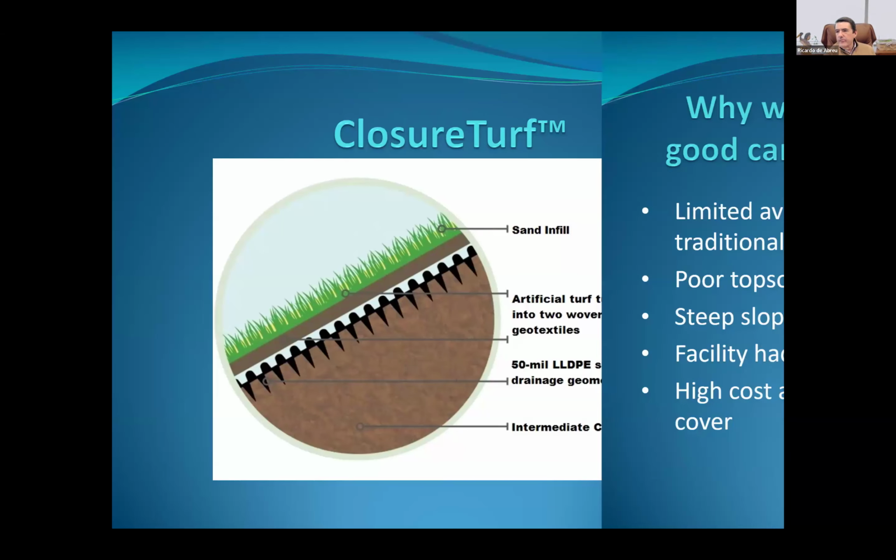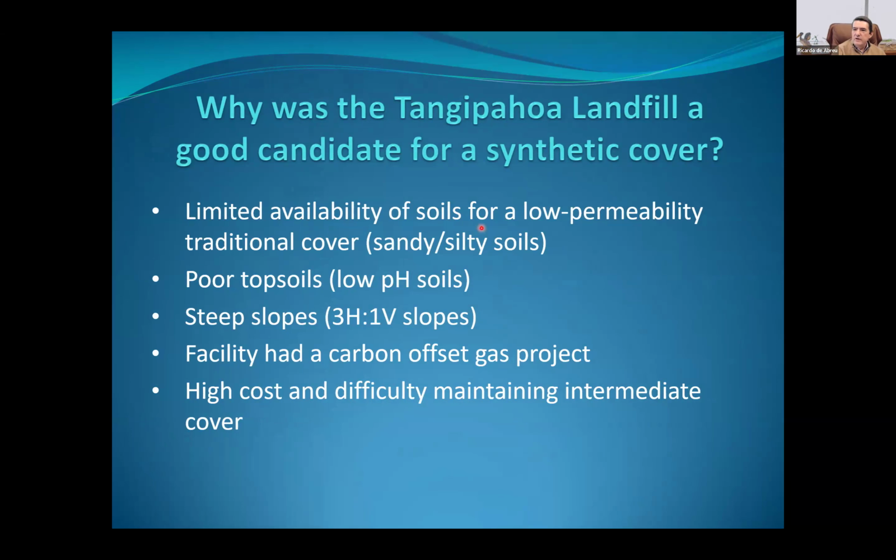Okay, moving on. So why was this landfill a good candidate for synthetic cover? There are several reasons. They have limited availability of soils for low permeability traditional cover. All the soils, if you were going to construct traditional cover, you would have to import from offsite. That would be very costly.